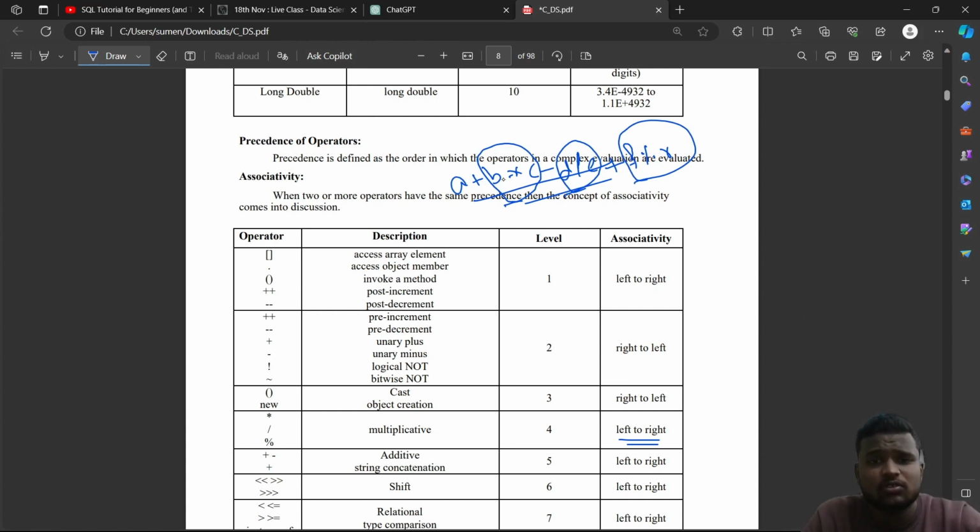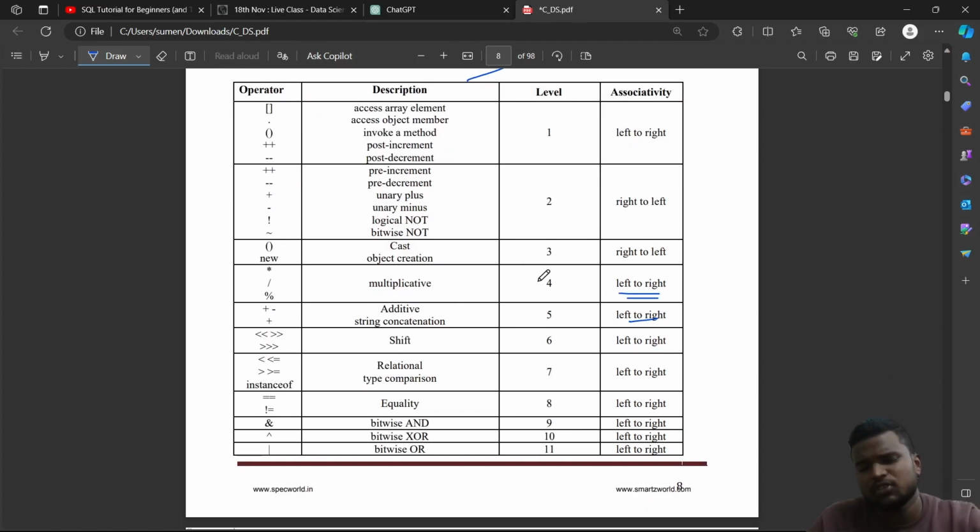We don't know whether we have to execute this or this, so what does it say again? We have to move again from left to right. So we execute this, and then again this, and then again this. That's how we execute. So take a few examples of your own and try to solve them. You will understand it.